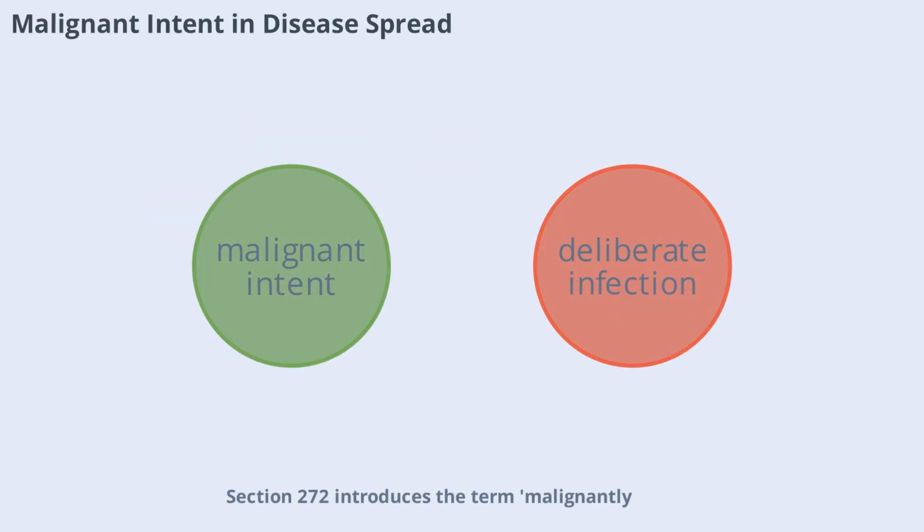Section 272 introduces the term malignantly, which refers to a deliberate intention to cause infection. This section targets those who intentionally infect others with diseases, distinguishing between accidental and purposeful actions. The law recognizes the severity of deliberate harm and imposes stricter penalties for those who act with malicious intent. By focusing on intent, this section ensures that individuals who knowingly put others at risk are held accountable, reinforcing the importance of safeguarding public health.